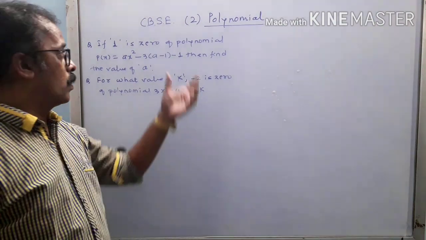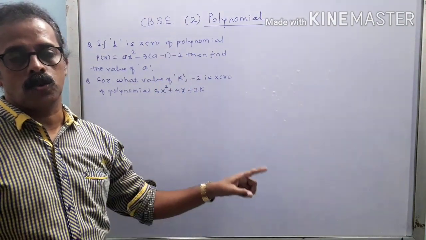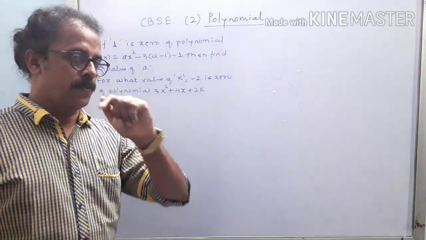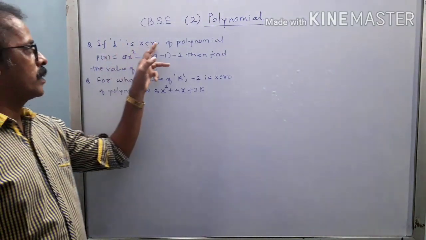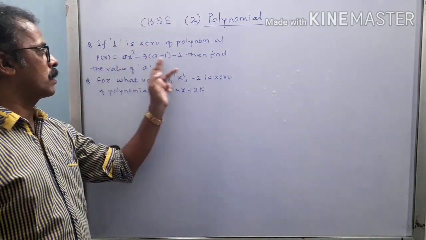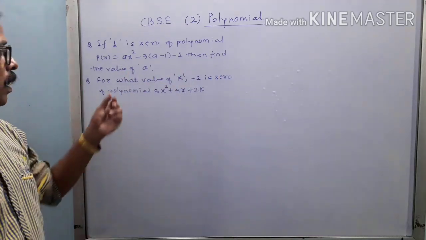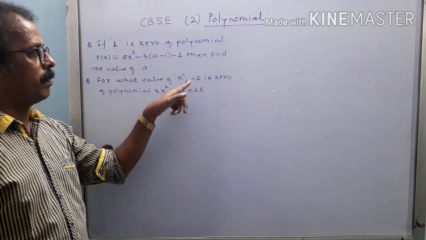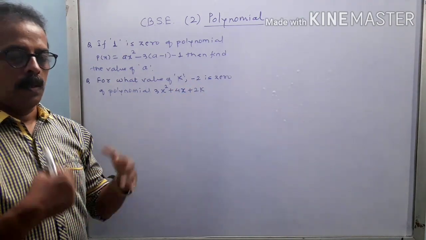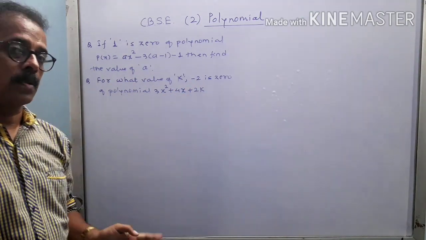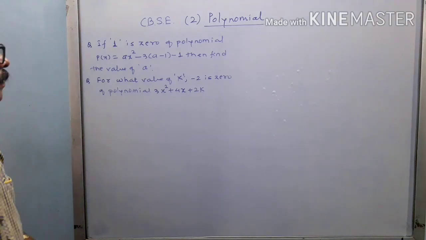Okay. Now two examples I have given on that application of zeros of polynomial. The first question I will give you: if 1 is a zero of polynomial p of x is equal to, then find the value of a. This was the first question, okay? And second question: for what value of k is minus 2 a zero of polynomial? Is the meaning of both the questions same or different? Same, only they have asked in a different manner, okay?